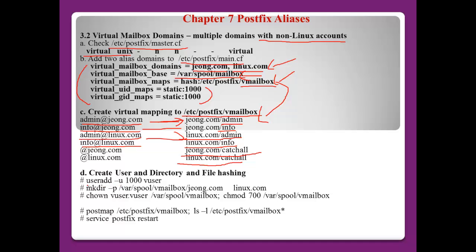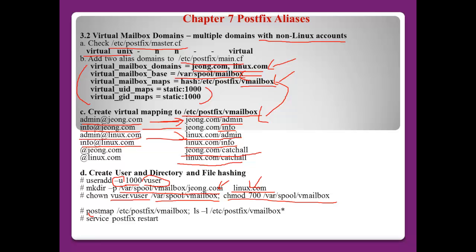First one, useradd -u. This one means the UID 1000. In my case, the username will be vuser, meaning the virtual user. And after that, we need to create the mailbox directory here, /var/vmail/mailbox/junk.com and linux.com. So this one is the directory name, the folder, the domain name linux.com. And after that, we have to change the ownership to vuser, for /var/vmail/mailbox, and set the permission 700.